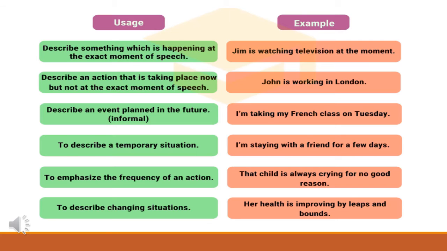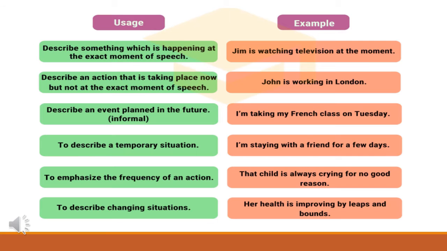Now the use number 3 is to describe an event planned in the future. It means that you have planned something that you will be doing at some point in the future. Like an example, I am taking my French class on Tuesday. Here there is still the process of happening, but it is not happening right now, but it will happen somewhere in the future at some time. But when it will happen, it will be in the process of motion, it will be continuous.